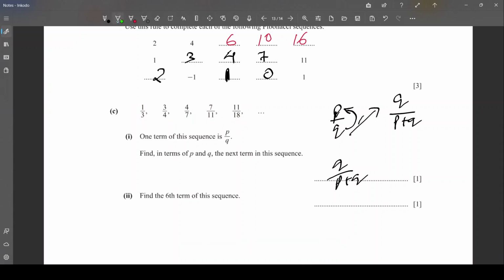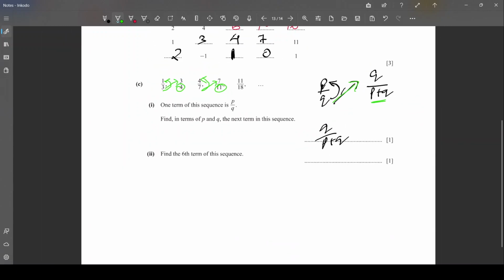Got it? This plus this gives you 4, and this is already there. Got it? 7 plus 4 is 11, and 7 is already there. So p plus q will be here, and q is already there. Yeah, like that. Then let's do the next part.